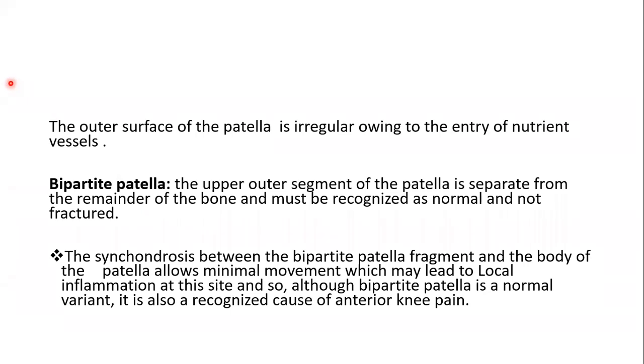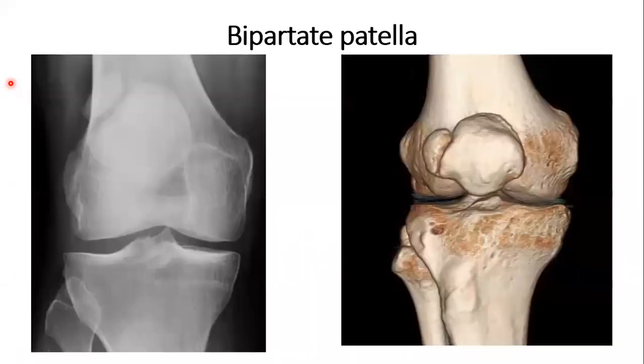The outer surface of the patella is irregular owing to the entry of the nutrient vessels. Bipartite patella: the upper outer segment of the patella is separated from the remainder of the bone and must be recognized as normal and not fractured. The synchondrosis between the bipartite patella fragment and the body of the patella allows minimal movement, which may lead to local inflammation at this site. So although bipartite patella is a normal variant, it is also a recognized cause of anterior knee pain.